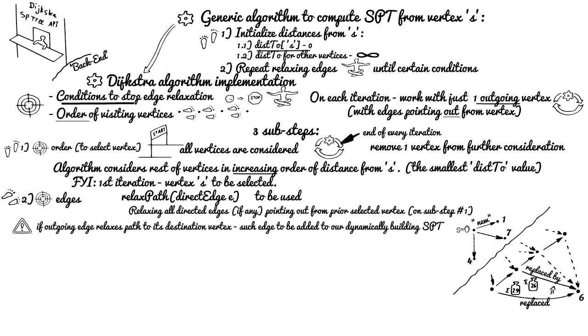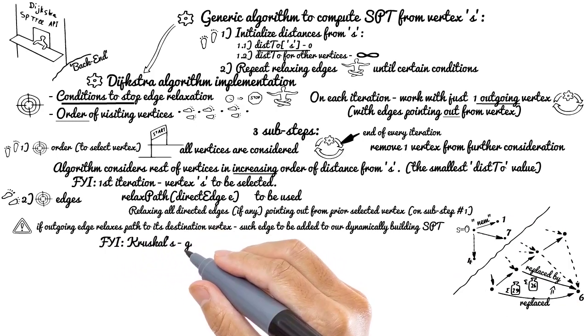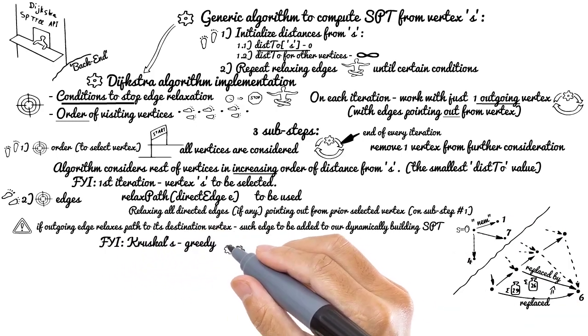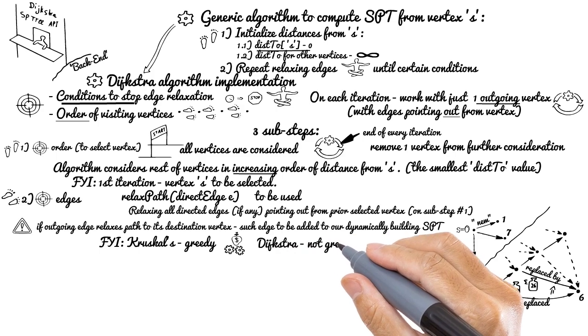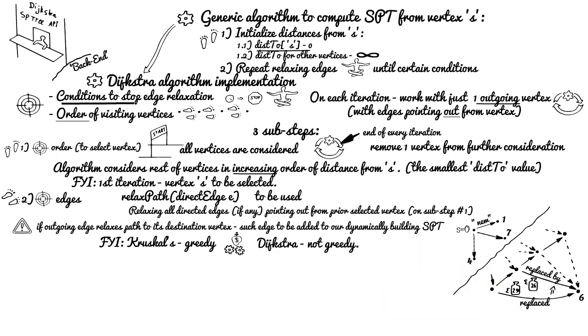Just FYI, remember greedy type algorithms like Kruskal's from the previous add-on video, they don't reconsider selected sub-results on later steps. Is Dijkstra an algorithm of a greedy type? Dijkstra algorithm may replace one edge by another while building SPT because of the relaxation function, so it's not greedy.